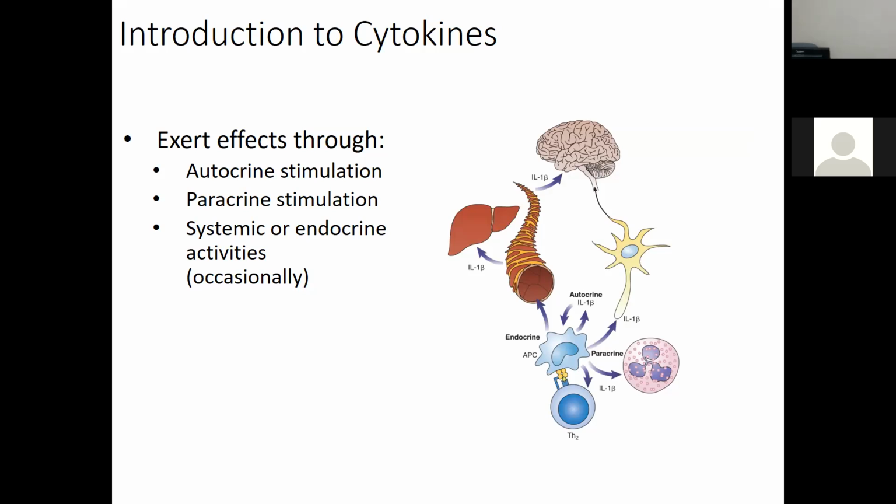Affecting a target cell in close proximity. Paracrine, affecting a target cell in close proximity. So I'm pretty close to where I'm affecting, so my influence is there for something else close by. And then occasionally it says we have a systemic or endocrine activity, which means what? I'm in the system, I'm having to go far away to make an influence. But occasionally we can do that.